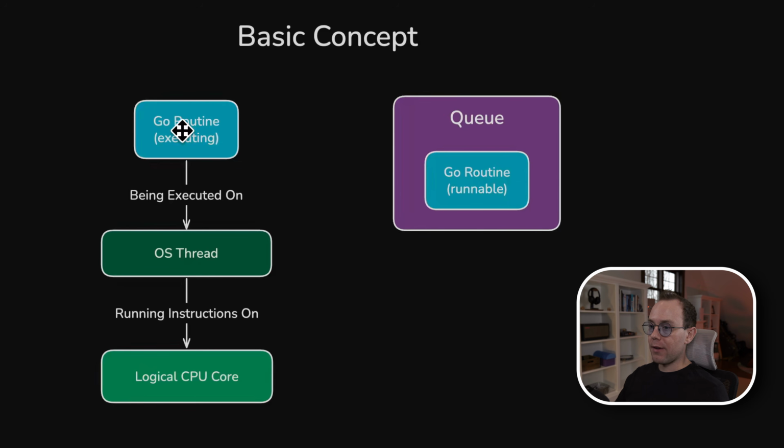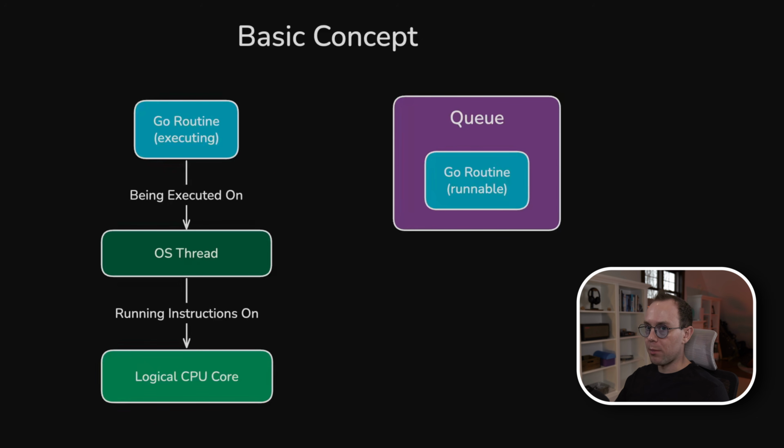I'll slowly build up to some more complex flow diagrams, but to start, I wanted to give a quick overview of how Go routines work on an actual machine. Okay, so let's say we have a Go routine. It's being executed on an OS thread, and that OS thread is running on a CPU core. This is the normal, boring state of a Go routine while it's executing.